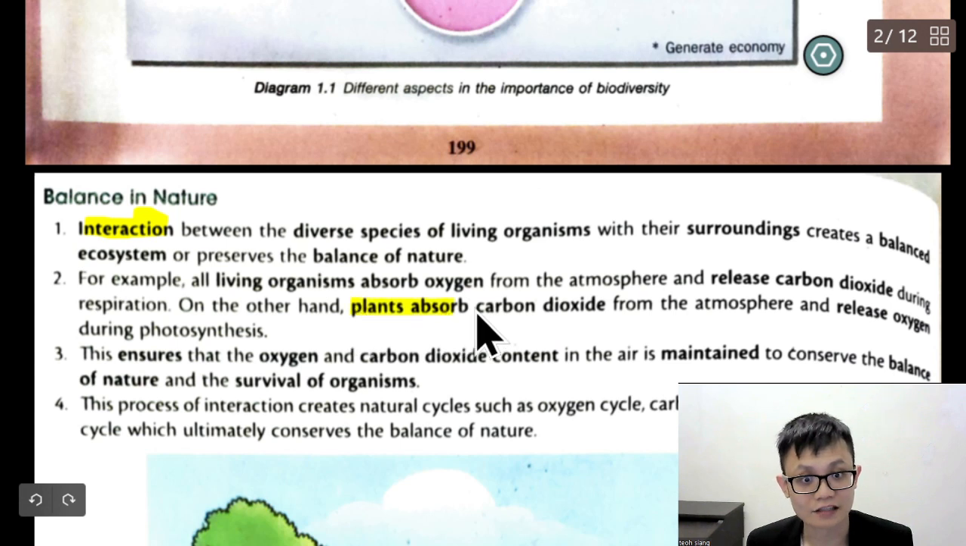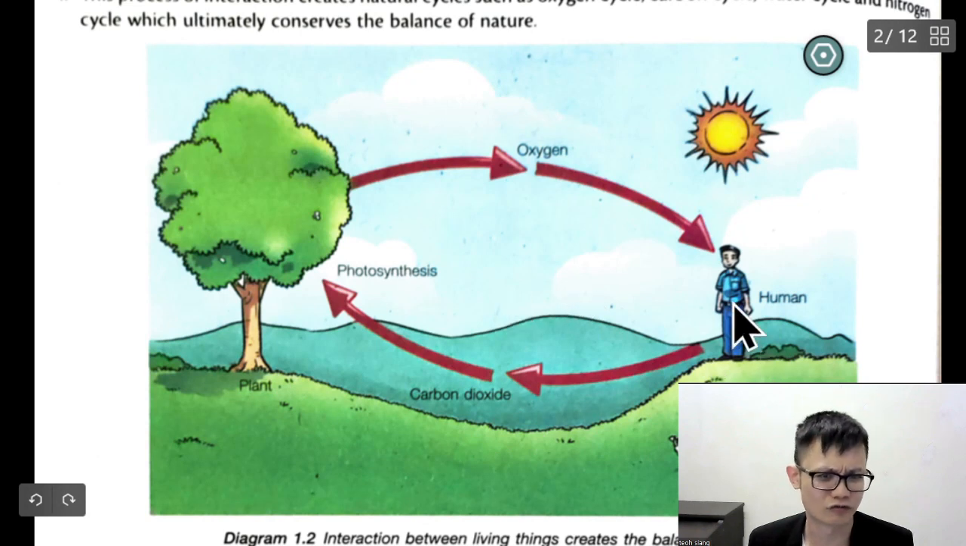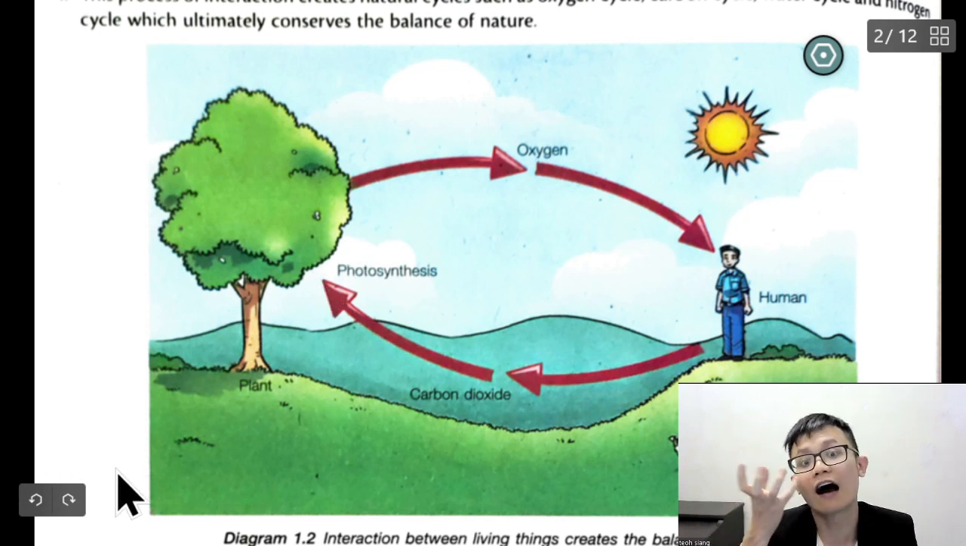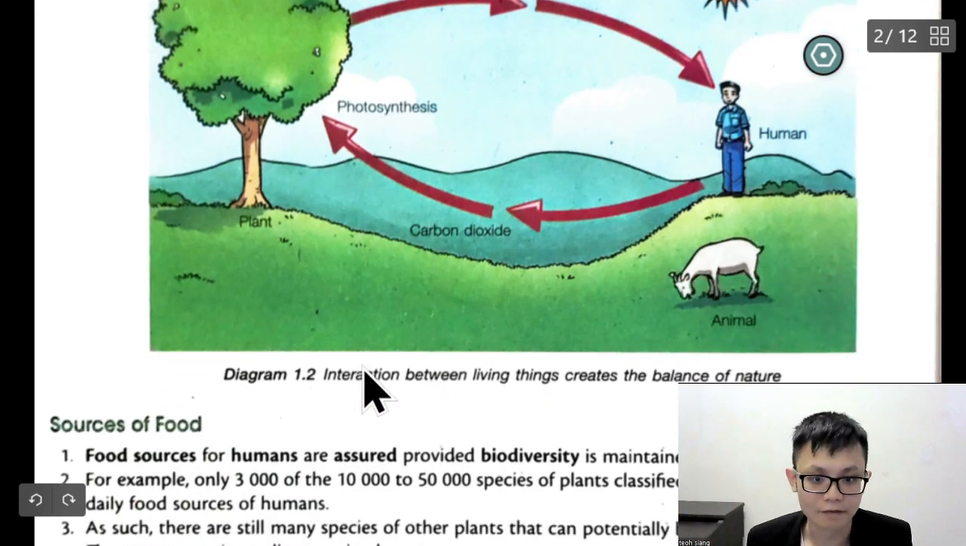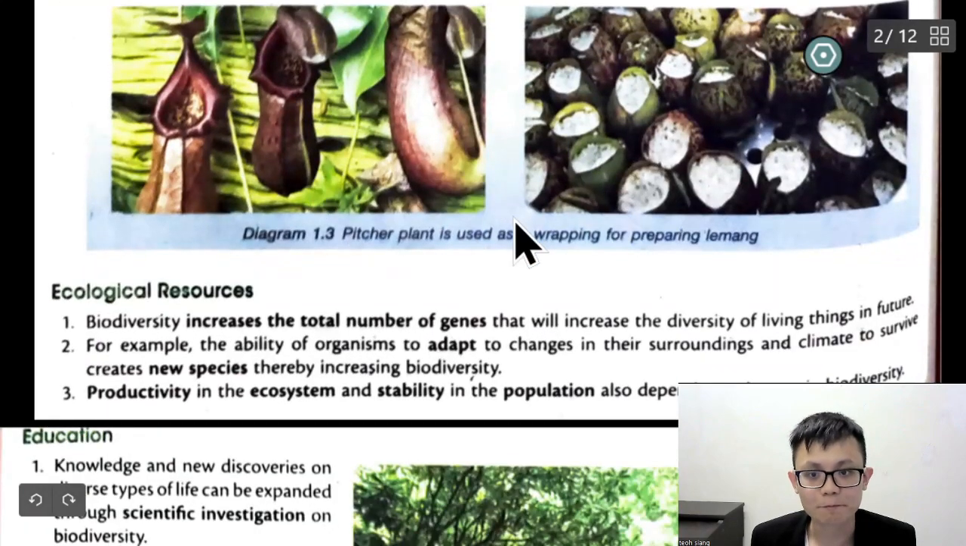For example, the interaction where plants absorb carbon dioxide and release oxygen, through the process called photosynthesis. This thing I think you guys know, so I will just skip it. We can see there's oxygen, carbon dioxide. I think we learned this in standard 3, standard 2. And then we are going to learn this until Form 5 in a deeper sense, where we want to learn more about how photosynthesis works. As a source of food, okay, we already covered that.